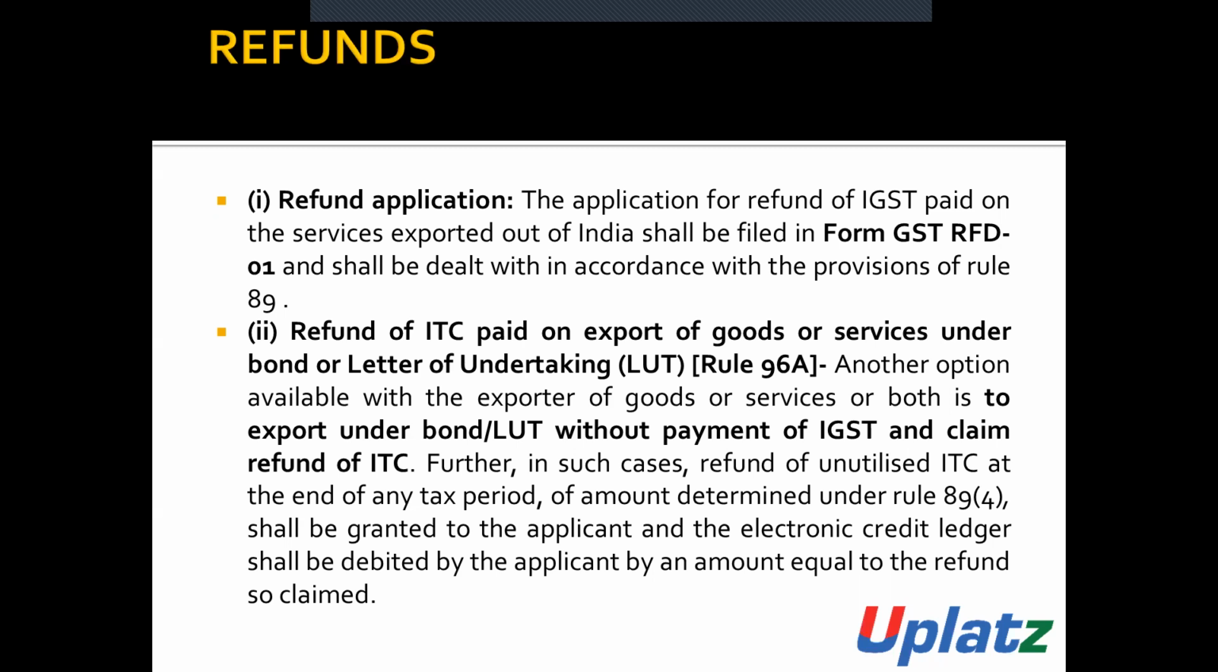Further, the amount of unutilized ITC, which is to be determined under Rule 89 Sub-Rule 4, shall be granted to the applicant, and the electronic credit ledger shall be debited by the applicant by the amount which is equal to the refund so claimed. This applies when the export is made without the payment of IGST, on the basis of a bond or on the basis of LUT.